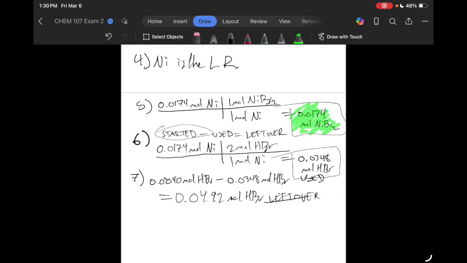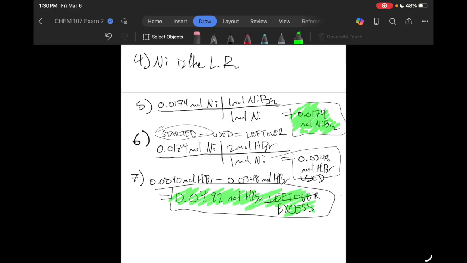Or we can also call this our excess. So we have an excess of this much. Let's just box that and highlight it. We're going to need this later. Maybe not this top part. I'm just going to highlight this part right here. I'm going to reference it later.